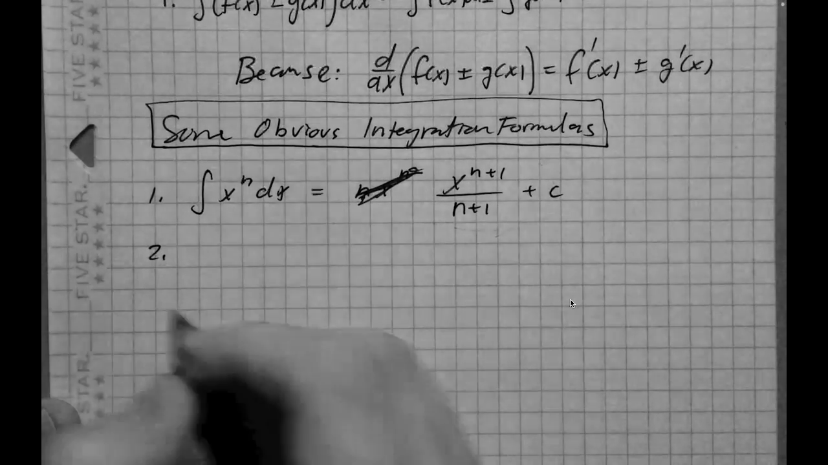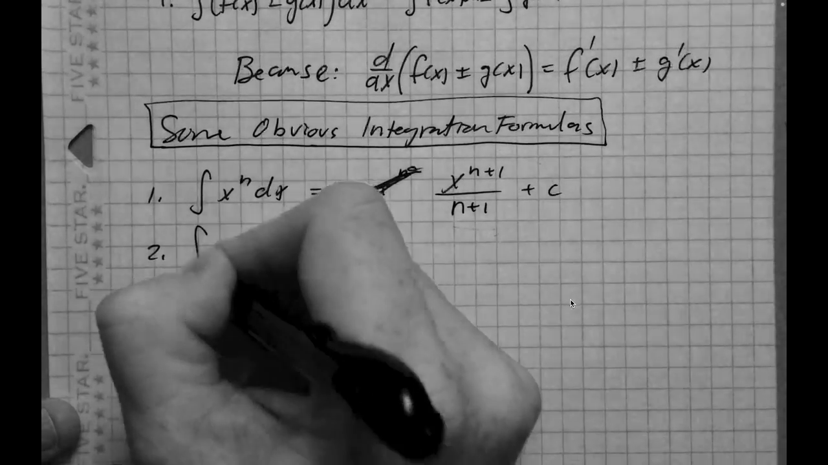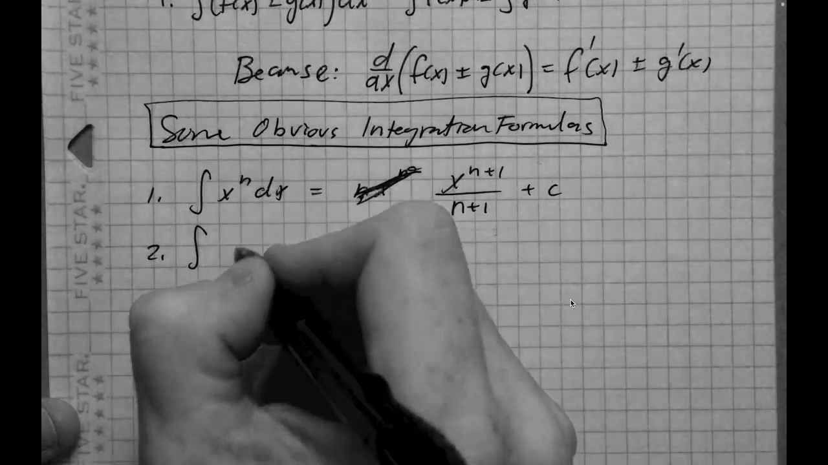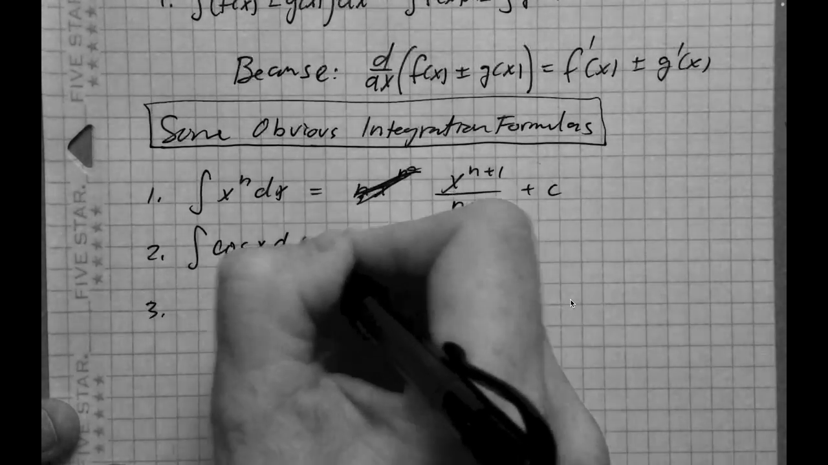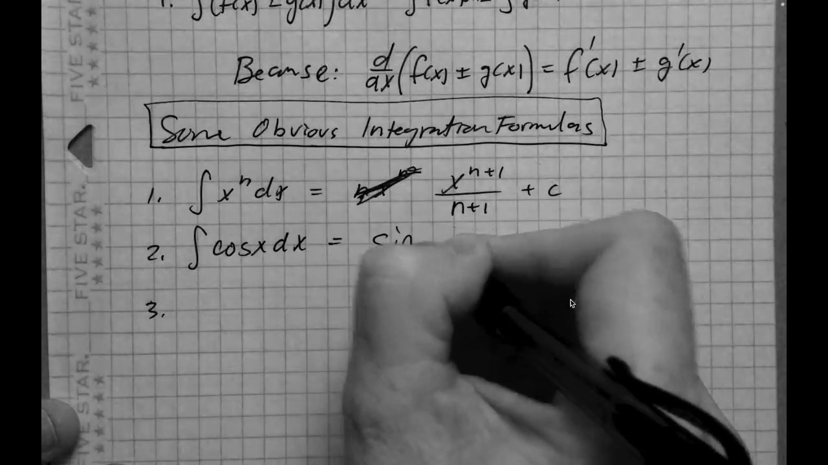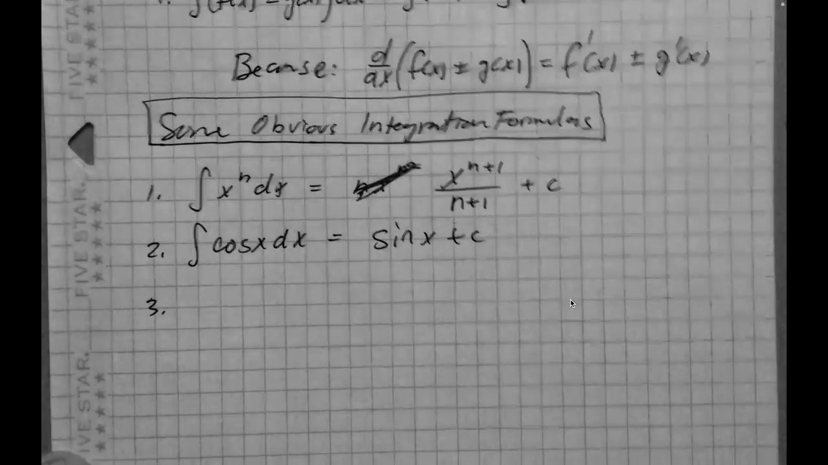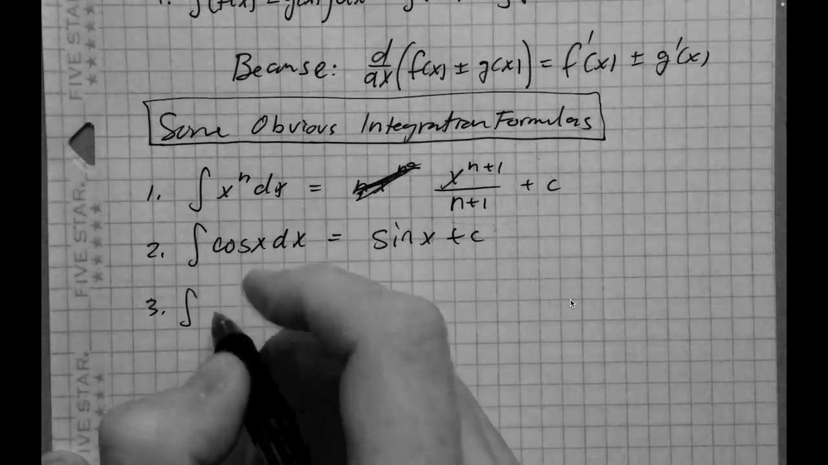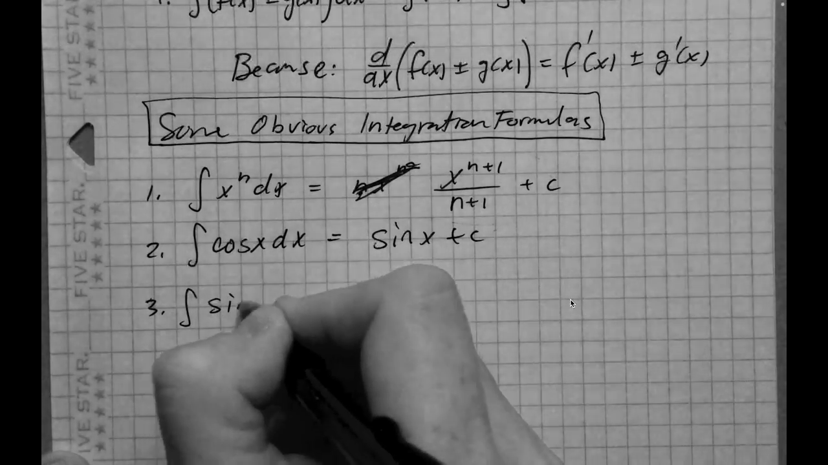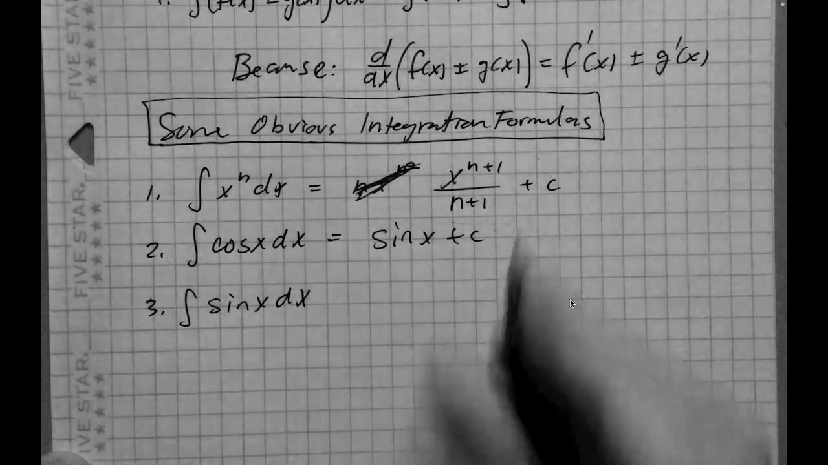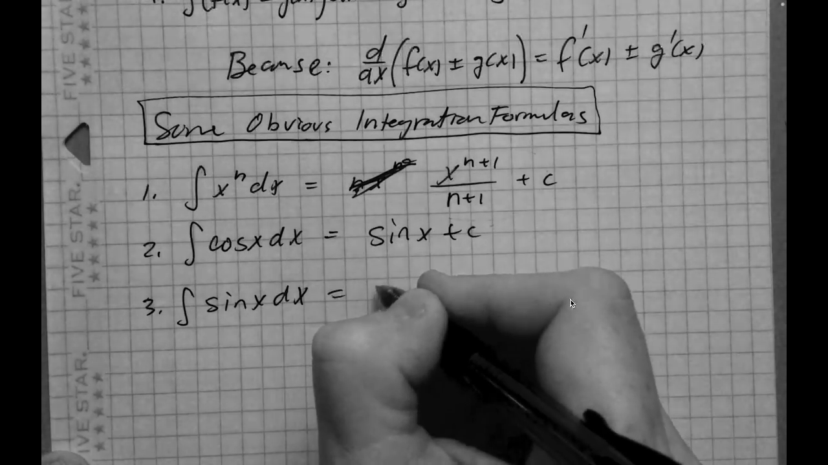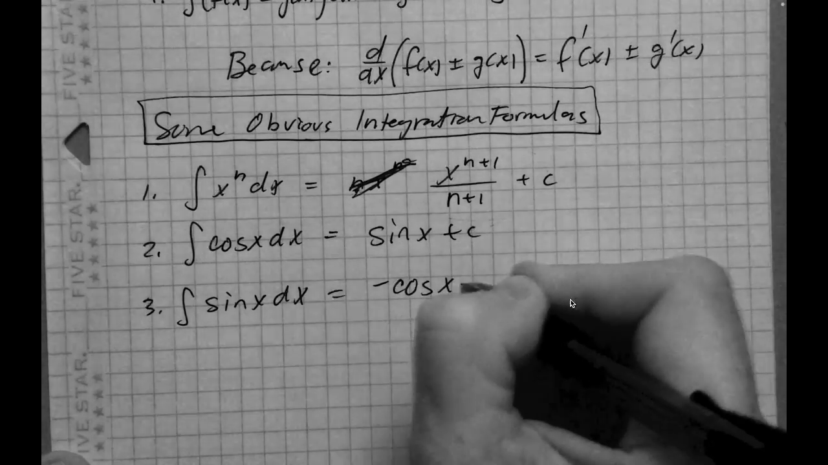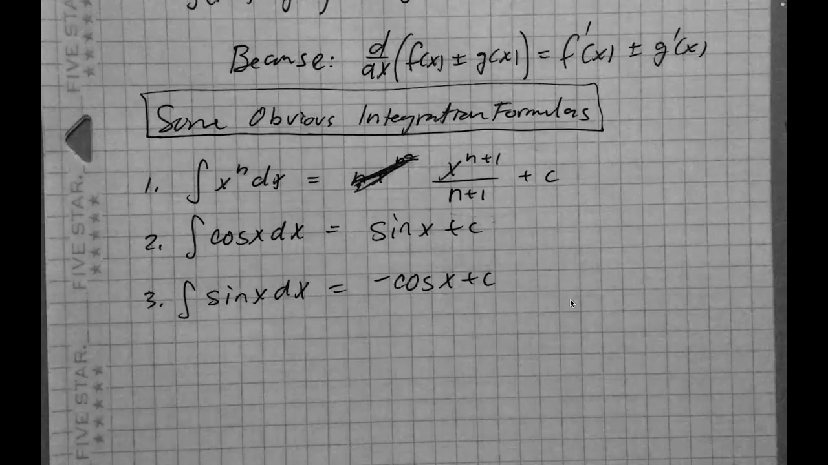The trig functions all follow as well. So the integral of cosine, for example, is sine of x plus a constant. And the integral of the sine of x is equal to the negative cosine of x plus c. Okay.